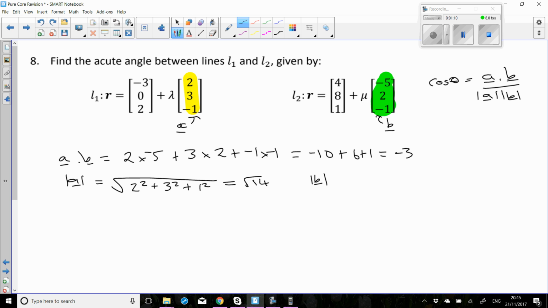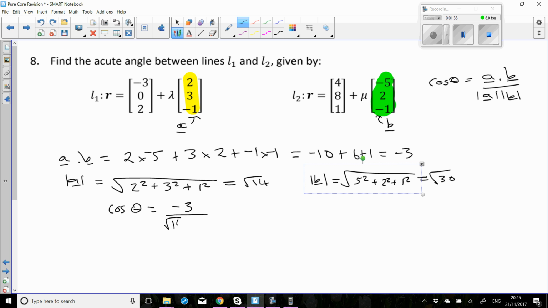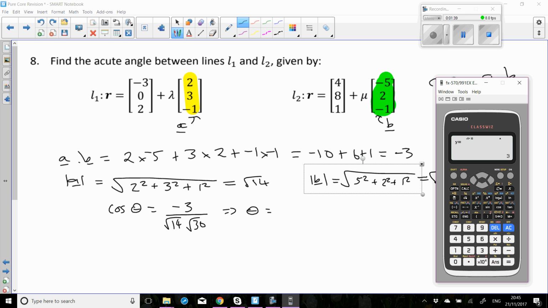And then work out the magnitude of B, so 5 squared plus 2 squared plus 1 squared. Remember, when you square negative, you get a positive answer. So 25 plus 4, 9, so that's root 30. So that means cos theta is negative 3 divided by root 14 root 30. Okay, and then we can find out what the angle is.